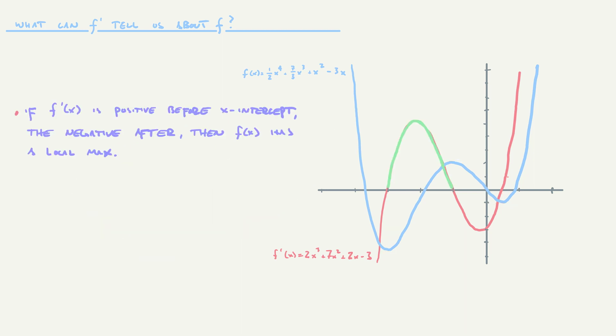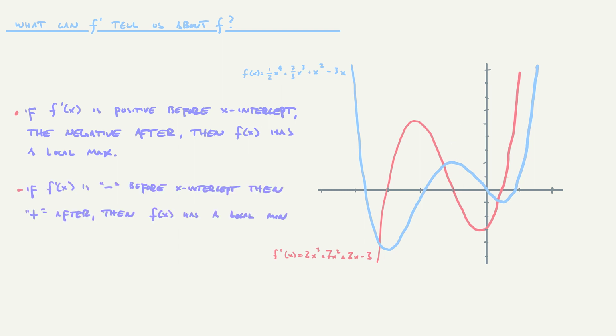If f prime of x is positive before the x-intercept and then negative after the x-intercept, then f of x has a local maximum. Okay, so here it is. It's positive before the x-intercept happens, then it's negative afterwards. That constitutes a maximum, a local maximum, right? That's why there's a local maximum right here.